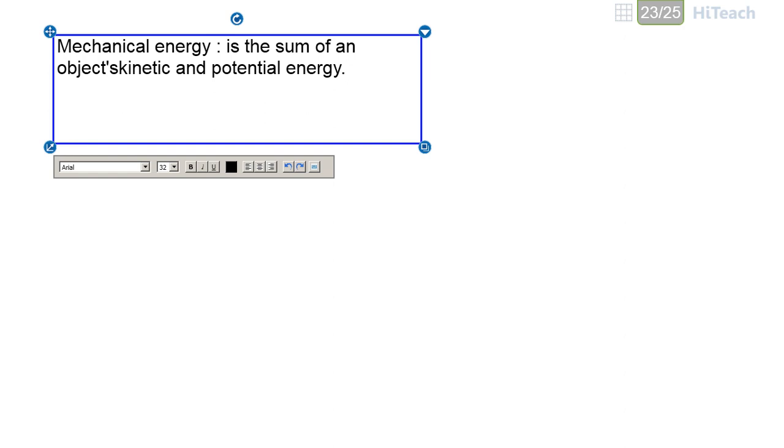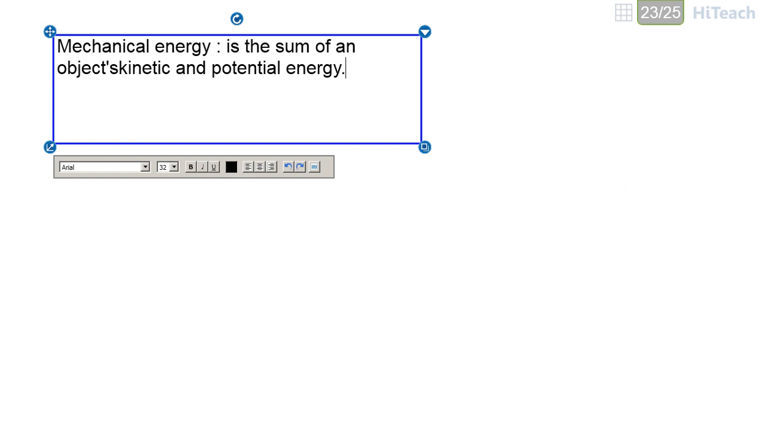We studied this already last time, and we talked about how the object can have both, and we call it the mechanical energy. You have to remember that kinetic energy is the energy of motion, and potential energy is the energy due to its position.